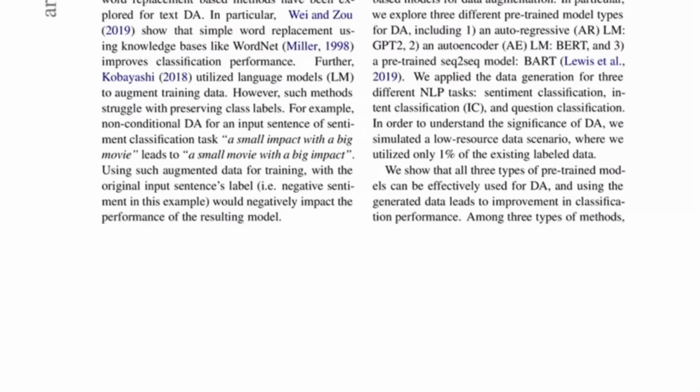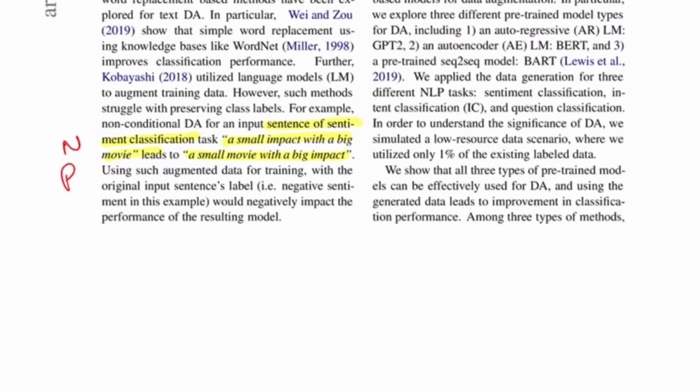In the case of sentiment classification, for example, if you have the sentence "a small impact with a big movie," which is a negative sentiment. Now, if you swap the word "impact" with the word "movie," the sentence becomes "a small movie with a big impact." Now, this changes to a positive sentiment. So these are the kind of problems the authors say confuse the model, because while training, you will be giving the augmented sentence with a class label of negative, which is not correct in this case.